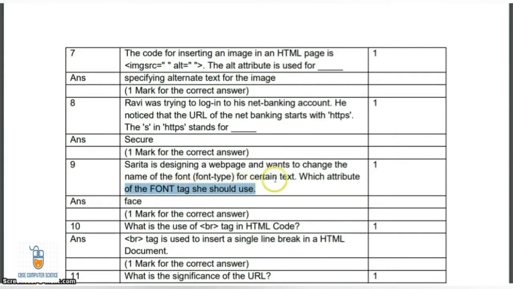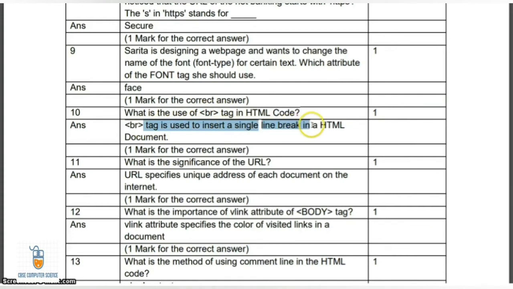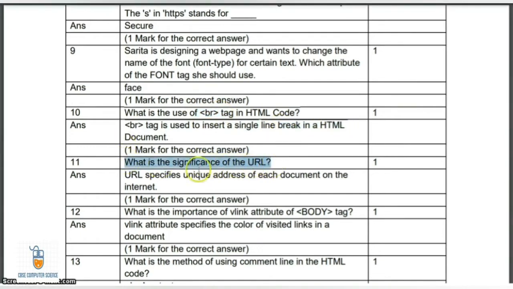Now question number 9 is again application based. Sarita is designing a web page and wants to change the name of the font type for certain text. Which attribute of the font tag should she use? We know the font tag has 3 attributes: size, color and face. So for changing the font type, the face attribute would be used. Now question number 10, what is the use of BR tag in HTML code? In HTML, the enter key does not work. Even if you are typing some text in multiple lines, the text would appear in a single line in the output. So for enter key or line break, we use the BR tag.